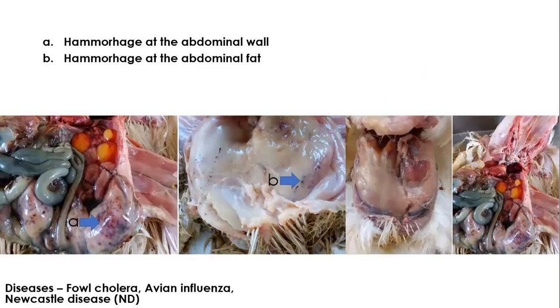We are still in the abdominal cavity, the digestive tract. Well, we are moving a little bit from the digestive system now. We are moving to the abdominal cavity. So we have hemorrhage of the abdominal wall, and as you can see in picture A, the hemorrhage is very evident. And if you look at picture B, you can see hemorrhage at the abdominal fat of the poultry bird.